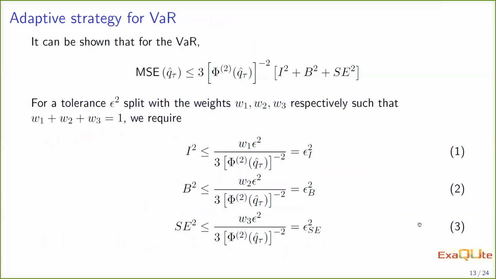So for the adaptive strategy, we present here the adaptive strategy for the VaR. Now the mean square error on the VaR can be bounded by doing this, where we use a triangle inequality and this leading constant to say that the mean square error on the VaR is equal to some leading factor times the mean square error on the function derivative. So for the mean square error on the VaR to satisfy a tolerance epsilon square, we split the contributions from each of these terms with weights W1, W2, and W3, and we require each of these individual contributions to satisfy these inequalities, which ensures a tolerance epsilon square on the mean square error on the VaR.